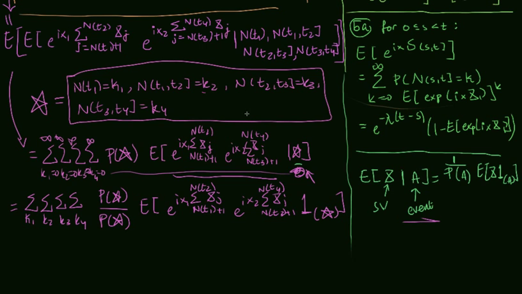Yes, where the event star is the event that n of t1 is equal to k1, and then the next increment is equal to k2, the next increment is equal to k3, and the next increment is equal to k4. Okay, so first and foremost, these two things, they just cancel, so that's nice.